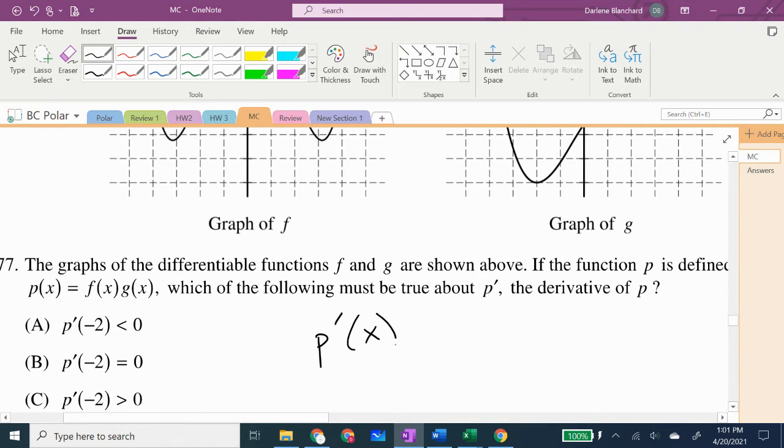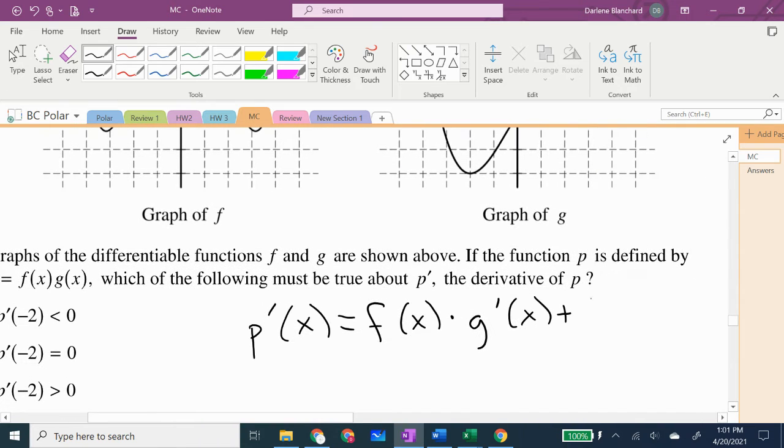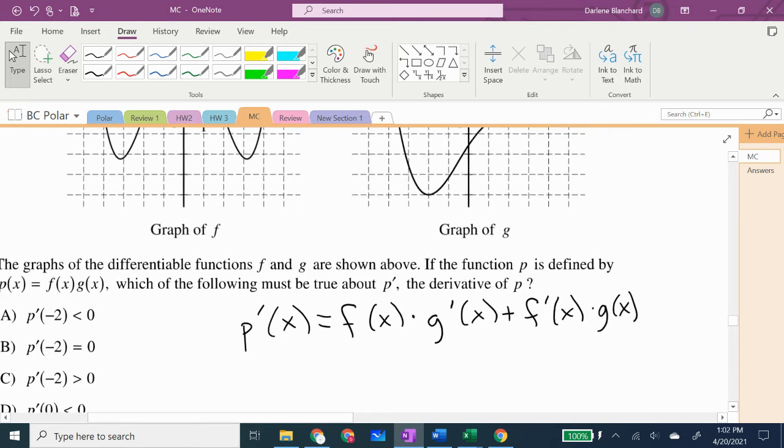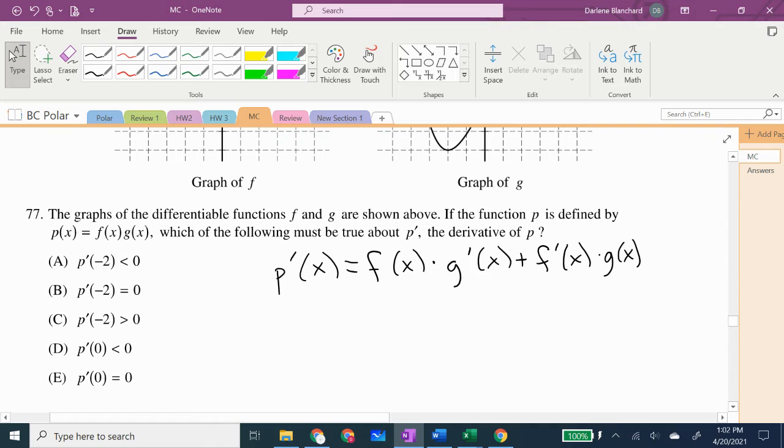Product rule says, keep one multiplied by the derivative of the other, plus swap who has the derivative taken and who stays. Now, if you take a look, some of these are looking at p prime of -2. Some are looking at p prime of 0. So these are the two things that I have to figure out.